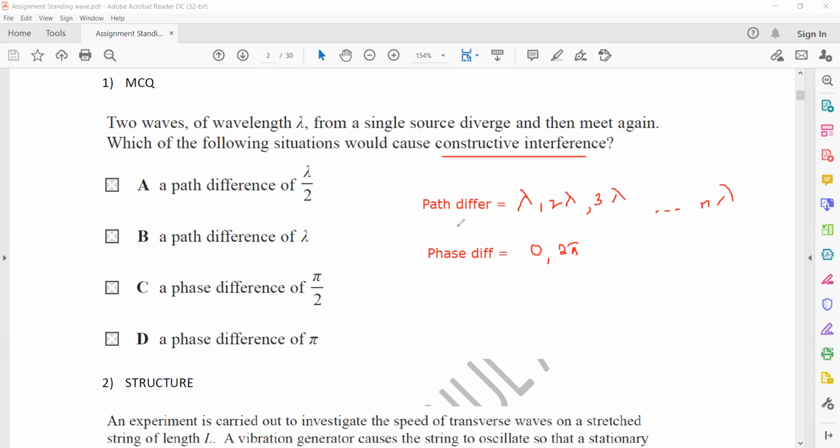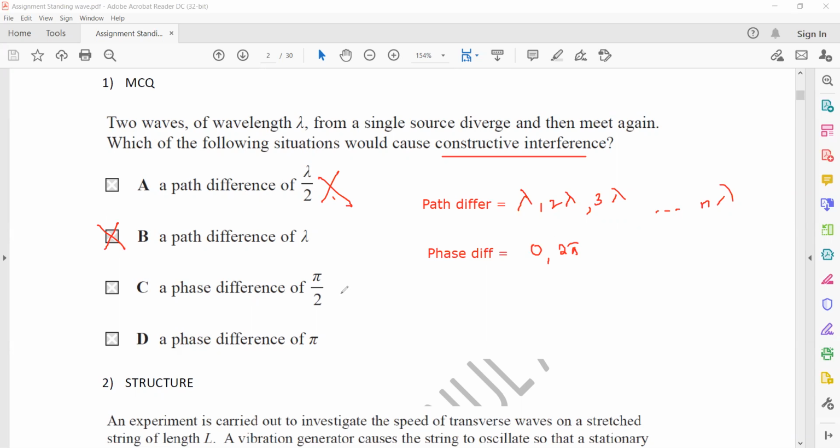So when we check the options, if the path difference is lambda by 2, it will be a destructive interference. When the path difference is lambda, it will be a constructive interference. So B is the right answer.